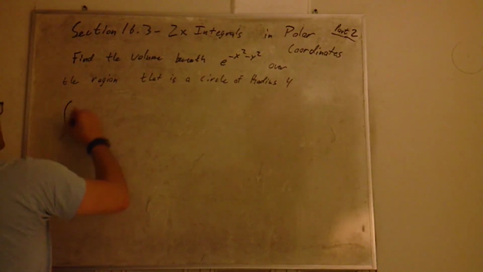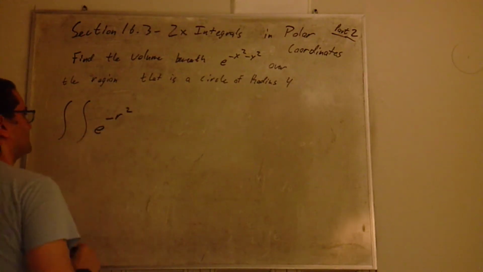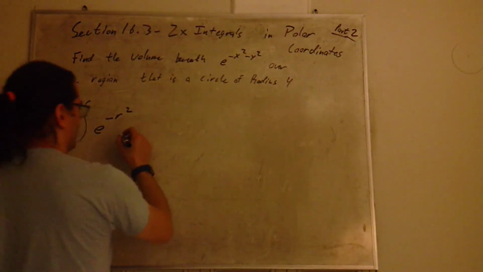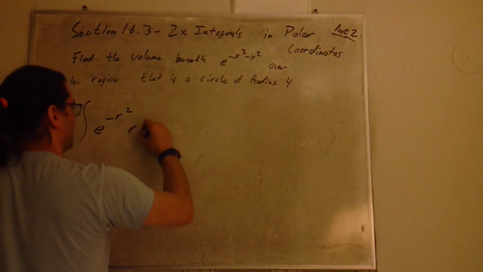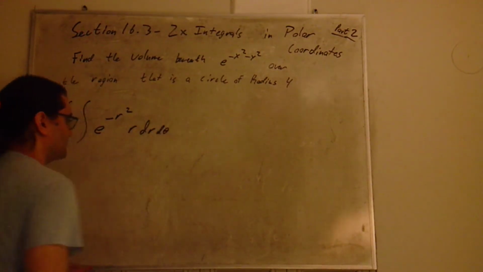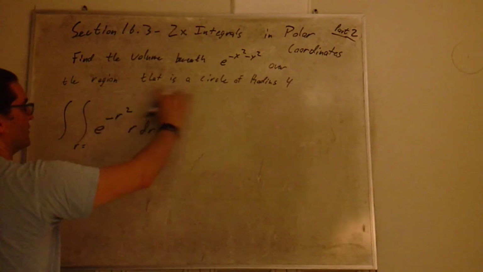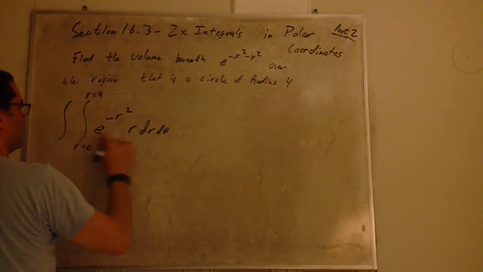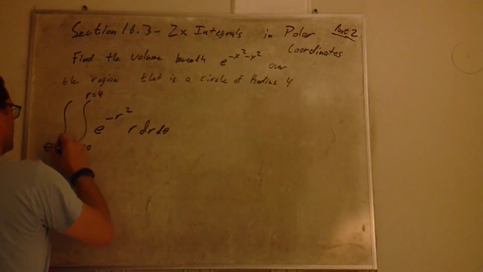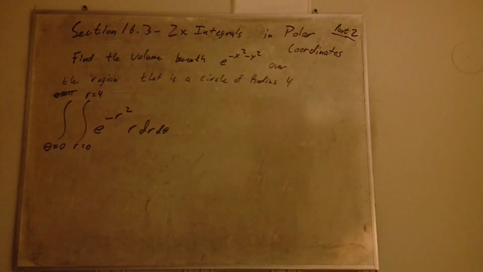In polar coordinates, the function we need to integrate is e to the negative r squared. The dA we're stapling to the back of this is r dr d theta. If the region is the circle of radius 4, r goes from 0 to 4. And theta, if we're doing the full circle, is going to go from 0 to 2 pi. This is much, much, much easier.